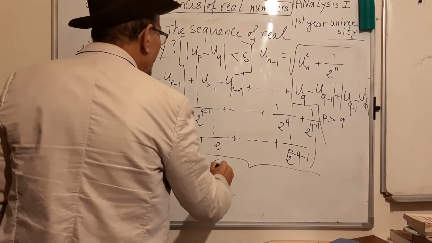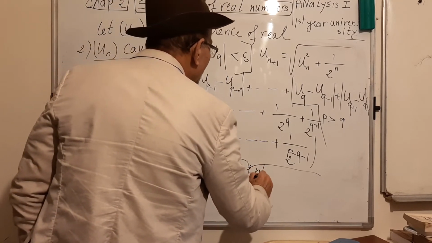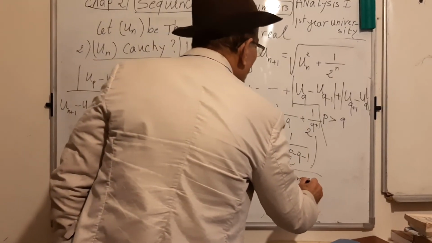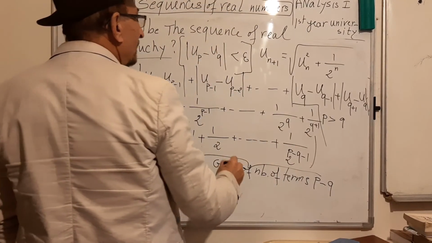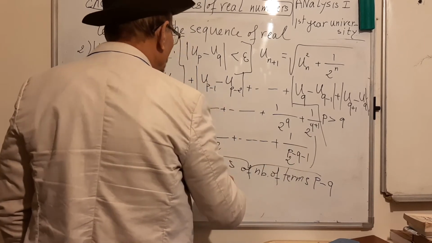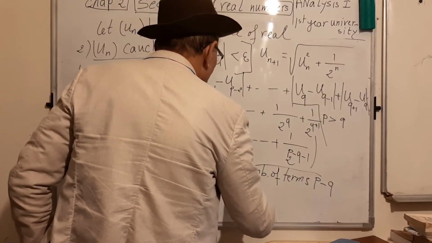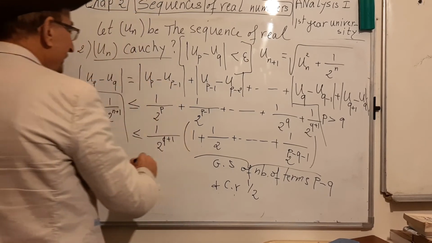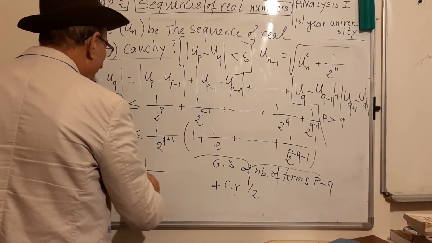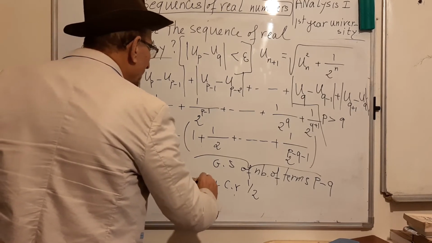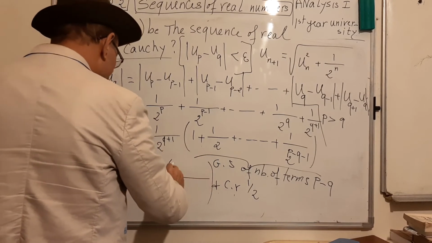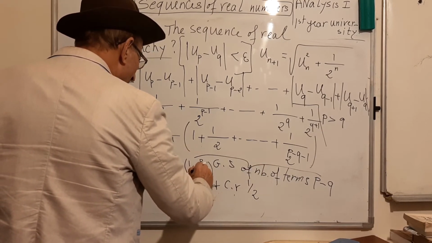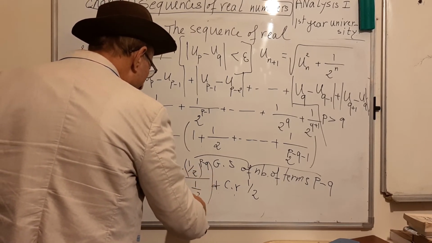The sum is a geometric sequence with number of terms equal to p minus q, from 1 to p minus q, and common ratio equal to 1 over 2. So the bracket is a sum of the geometric sequence: 1 minus half to the power p minus q, over 1 minus half.